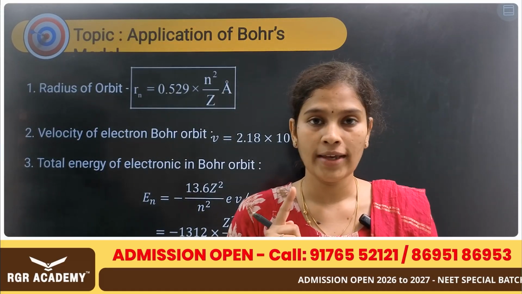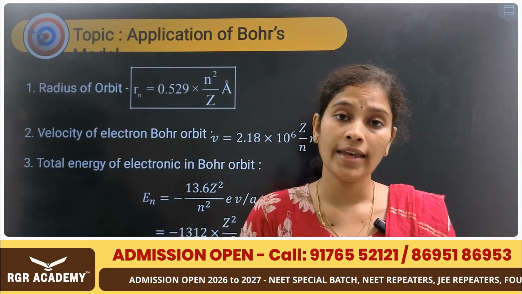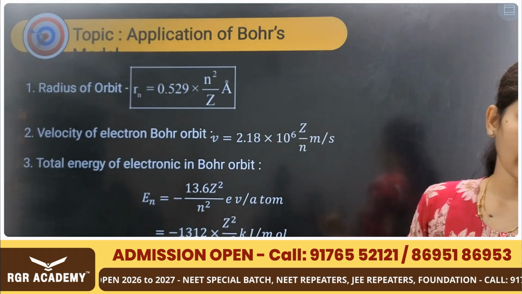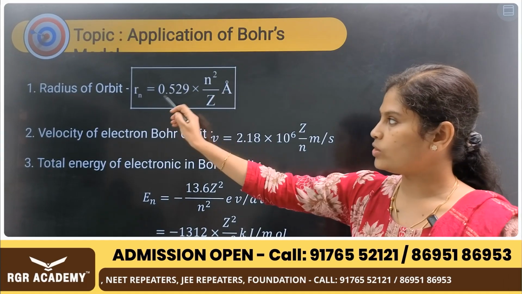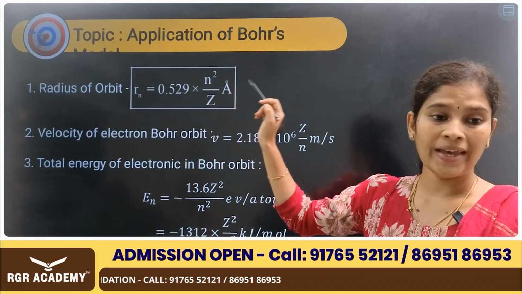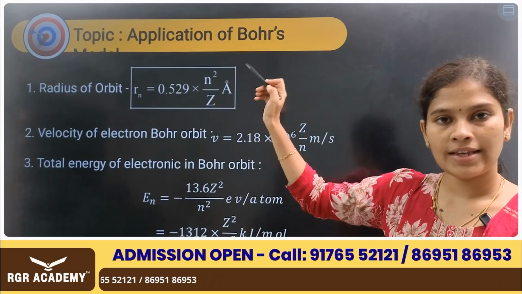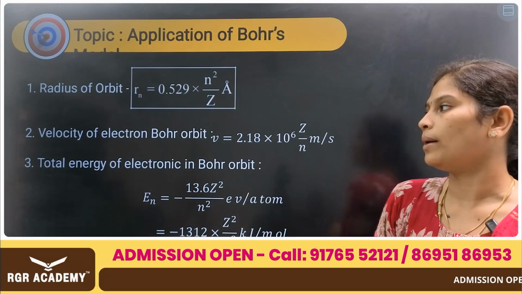In the sense, we can calculate the energy of the electron as well as the energy of the orbit, and then we can calculate the radius of the orbit. If it is the nth orbit, what is the formula? Rn is equal to 0.529 angstrom n square by Z. N here is the stationary level, whatever it is, second or third level. Z represents the atomic number, right?